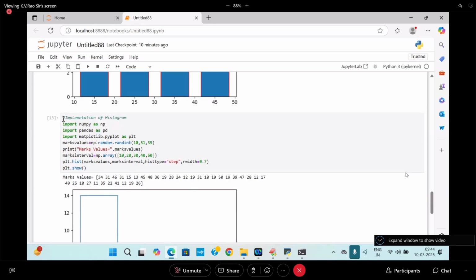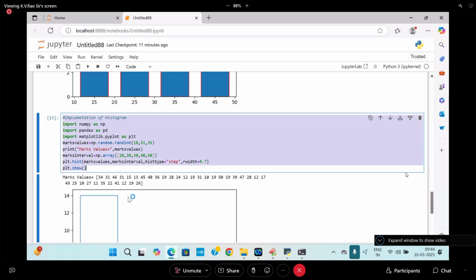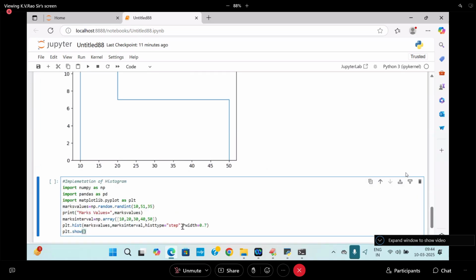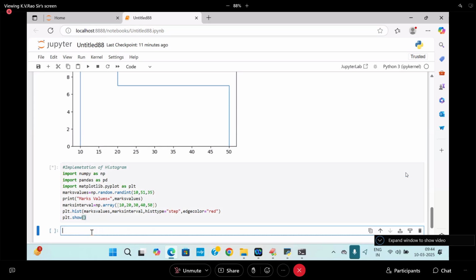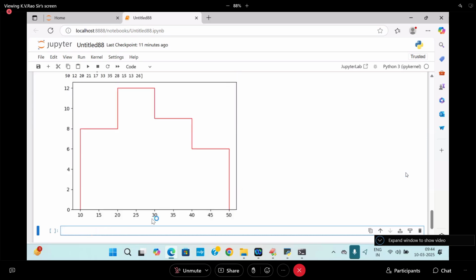Next, if I write R width, it does not matter. No meaning of writing R width here. If at all you want, edge color equal to something like red, you can take it. So you write it once again here, you are going to get another way. 10 to 20, how many? 8. 20 to 30, how many here? 12. 30 to 40, how many here? Something like 9. 40 to 50, how many here? Like this, you are getting it.